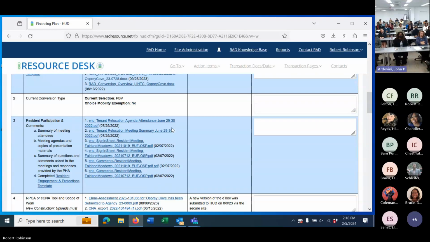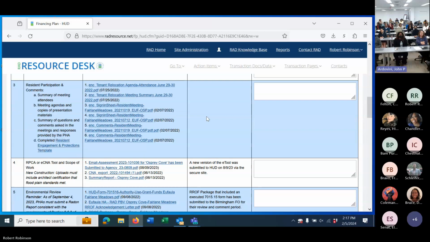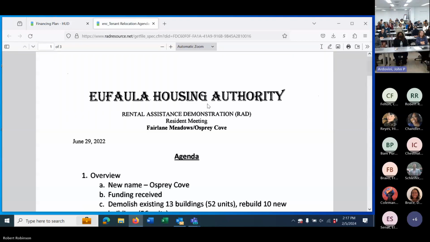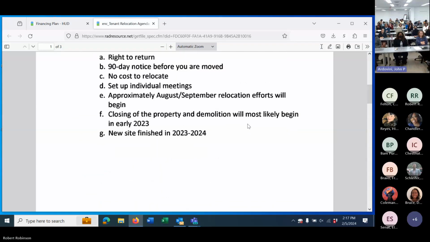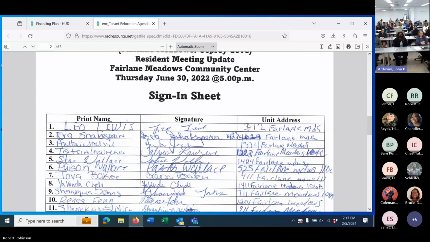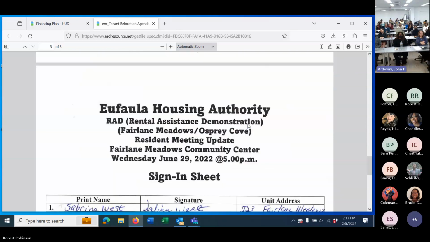So the next section essentially indicates what kind of conversion the PHA is going to be pursuing, a PBRA or PBV. In this case, it's a PBV. And then the next slot within the grid has documents to describe the engagement with the residents. They would provide us with a summary of the meeting notes, the attendees, the questions asked, all that stuff. We do have a template now that allows us to capture this a bit better. But those are the participants. You see the signatures.